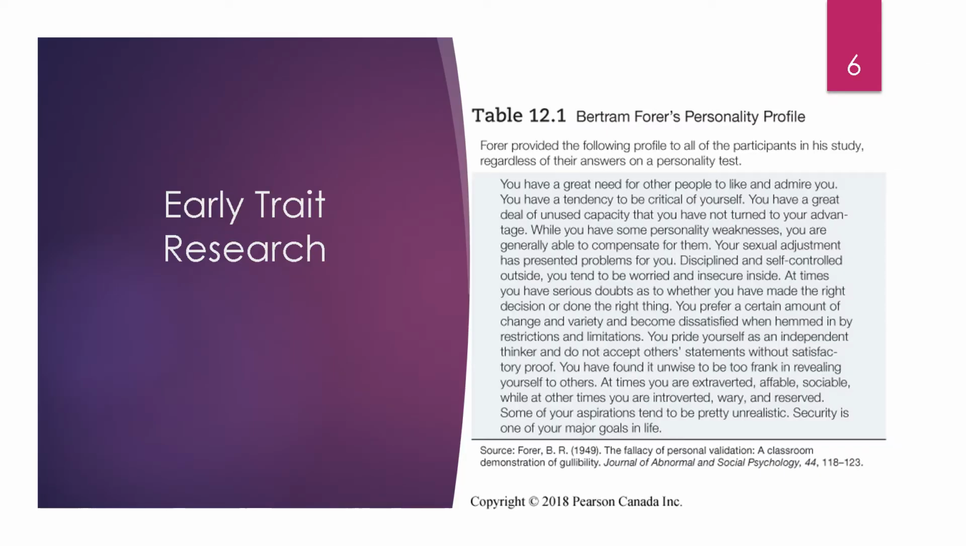So there was a scientist named Bertram Forer, and he basically provided the following profile to all of the participants in his study, regardless of their answers on a personality test. So he gave them a personality test and he said, based on your responses here, you're going to receive a description of yourself. And so basically he gave them all this description no matter how they answered the questions. And then at the end, he asked them to rate how well it described them. So 0 being not at all and 5 being excellent.